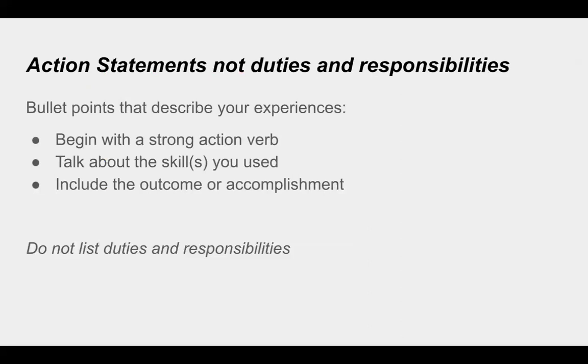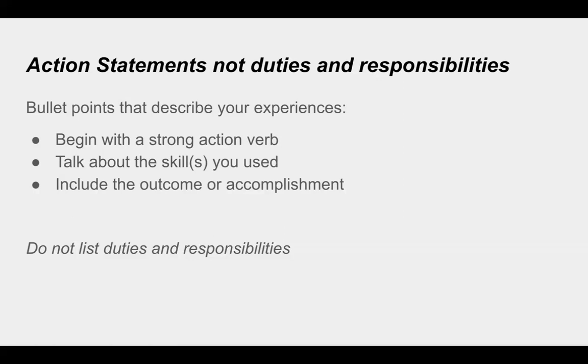Often when writing a resume, job seekers will list only duties and responsibilities under work experience. It's much more impactful to write action statements, which are focused on outcomes and accomplishments. So action statements are bullet points that describe your experiences. They begin with a strong action verb, talk about the skill you used, and what the outcome or accomplishment was.